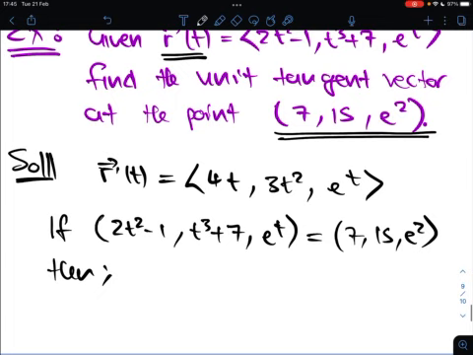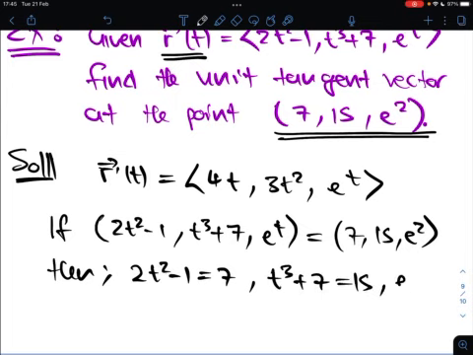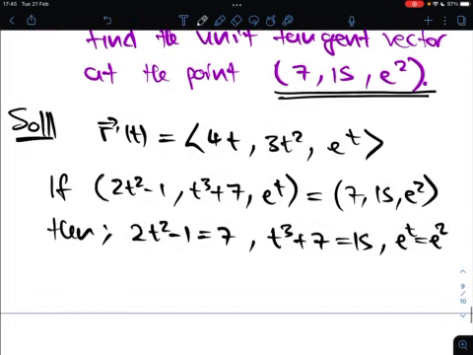We know that two vectors can only be equal if they are equal component-wise. So it means 2t squared minus 1 must equal 7, and t cubed plus 7 must equal 15, and e to the t must equal e squared. You see. Then the next thing you have to do is solve these equations, all of them, but the expectation is that all these equations must give you the same solution. But let's see if that is going to hold true.